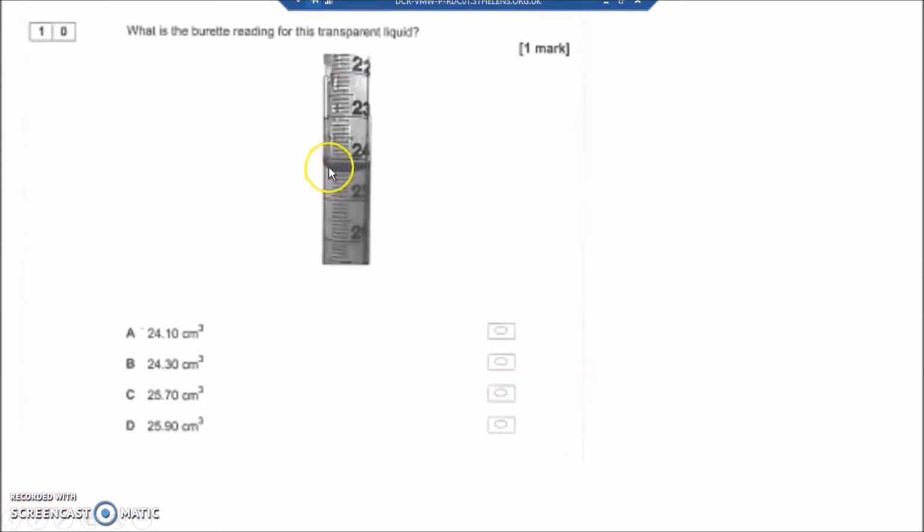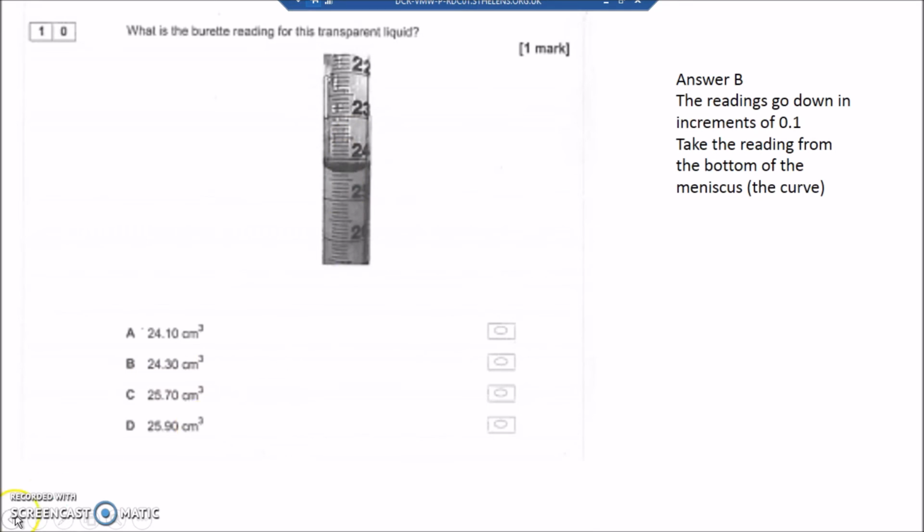Question 10. Trickier question you think here because you're reading from a burette. Look, the numbers are going down. 22, 23, 24, 25. And you've got to work out each graduation then is 0.1. You've also got to work out that it's the bottom of the meniscus that you read from, not the top. So we go 24, 24.1, 24.2, 24.3. 24.3 is the bottom of the meniscus reading down in 0.1. 24.3 is answer B.